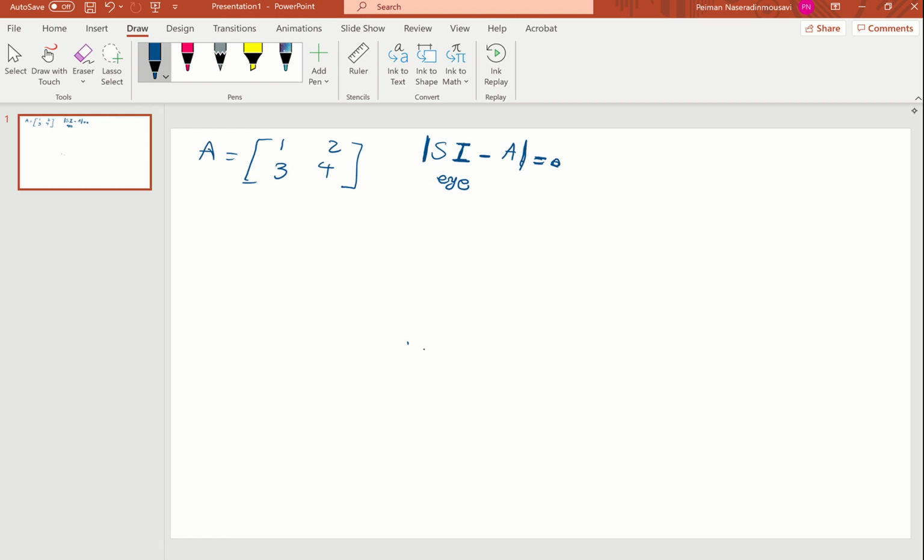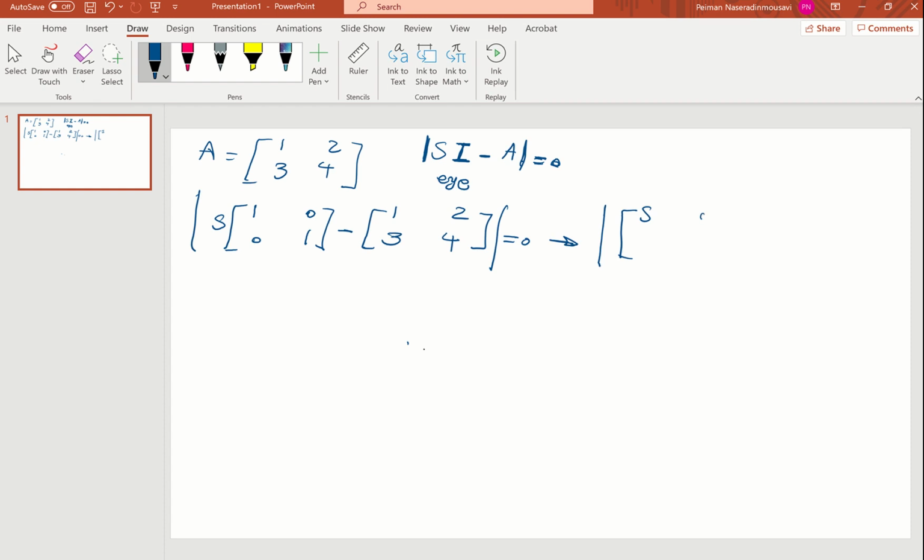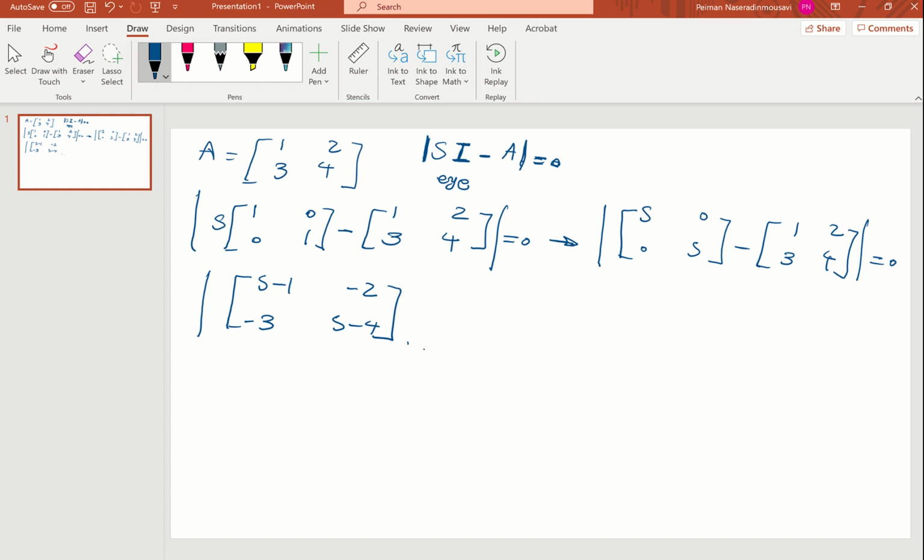If you do that, sI is going to be s multiplied by I, because this is 2 by 2, so this matrix minus A, which is 1, 2, 3, and 4. The determinant of this is 0. So what you get is s, multiplying the scalar inside the matrix, 0, 0, and s, minus 1, 2, 3, and 4, equals 0. Finally, if you subtract this matrix from this matrix, you get s minus 1, minus 2, minus 3, and s minus 4. See that? This is subtraction, as I taught you previously. This is equal to 0.